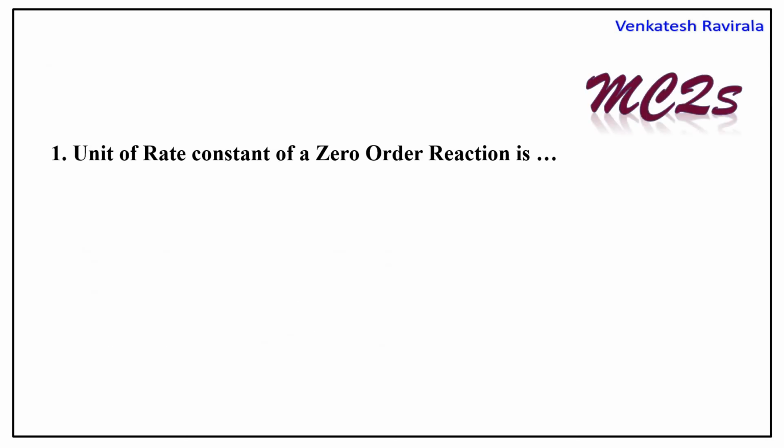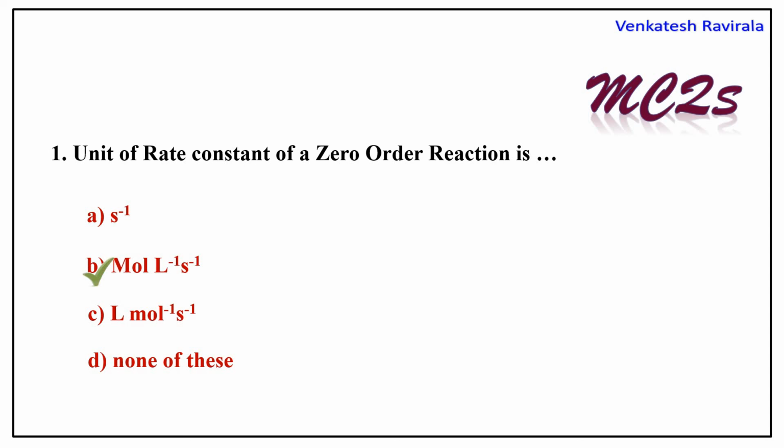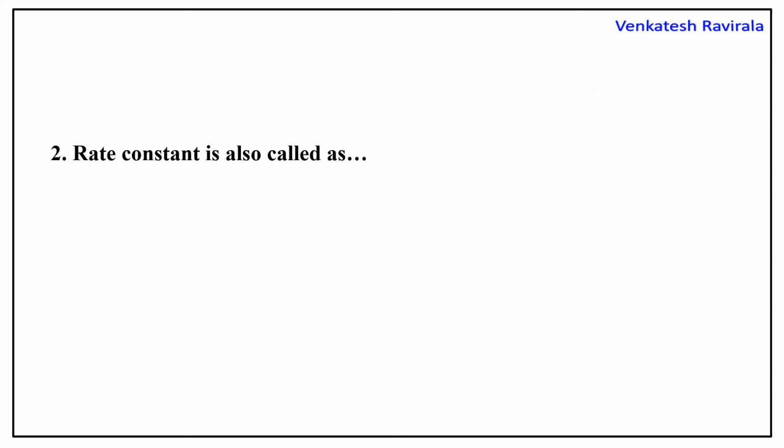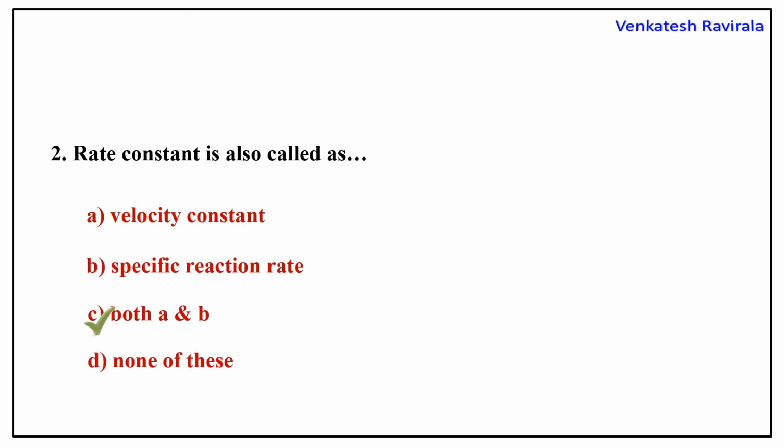So we'll take some MCQs here. Units for the rate constant of a zero order reaction: what will be the answer here? Mole per liter per second. Next, the rate constant is also called what? Specific reaction rate. And we can also call it velocity constant, because you are explaining speed, rate only. So you can also call it velocity.